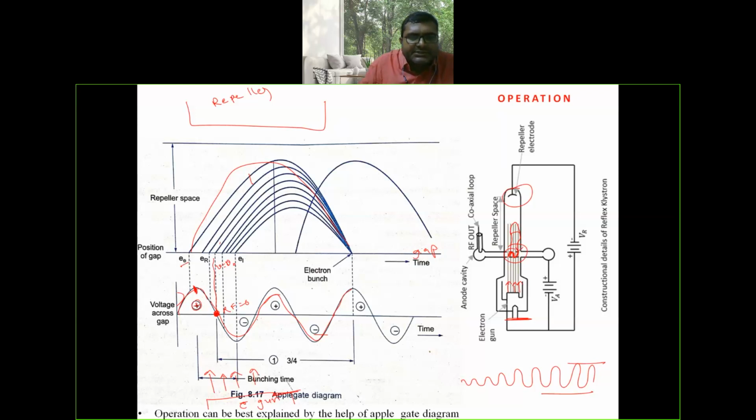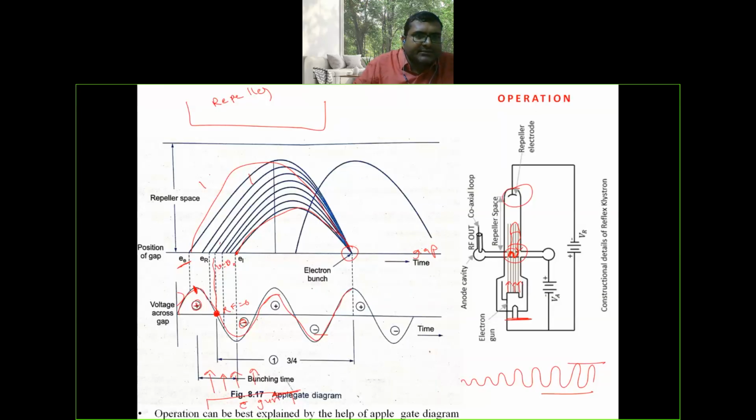This particular electron is called the early electron, which leaves the cavity gap slightly before the reference electron. The electron which leaves the cavity gap later than the reference electron is called the late electron, subjected to the negative maximum of the RF cycle. It comes back immediately towards the cavity gap and catches up with the early electron and the reference electron.